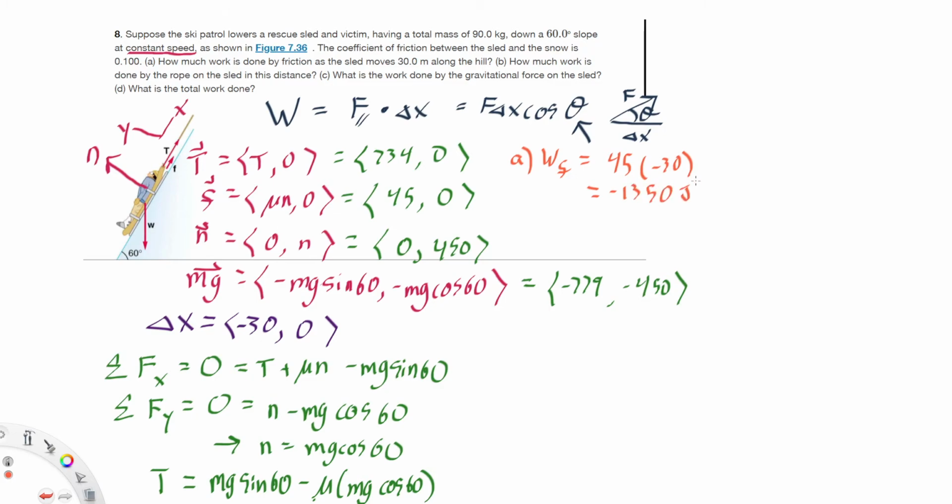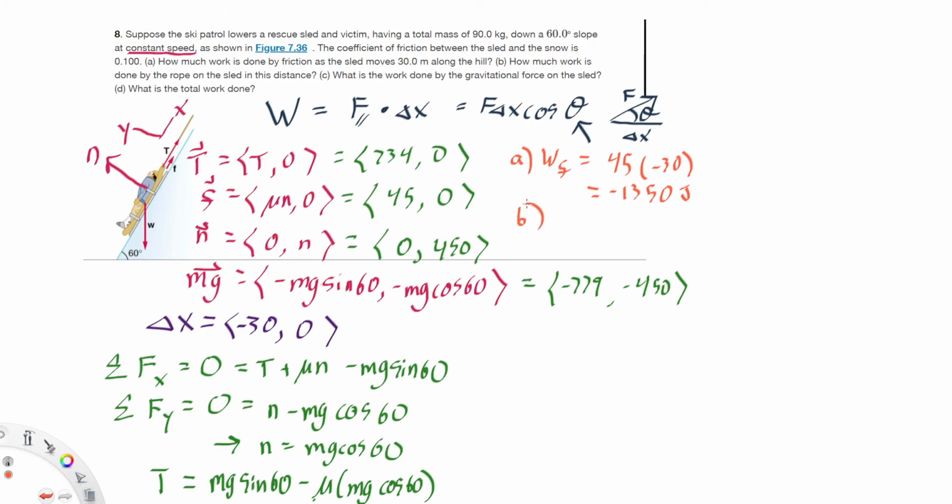What does the negative sign on work mean? It means energy has left the system, right? Yeah, that's right. So energy has been lost because of this work. Energy has left the system due to friction, which is what we expect. Friction slows things down, so it is going to bleed energy away from any system it's a part of.